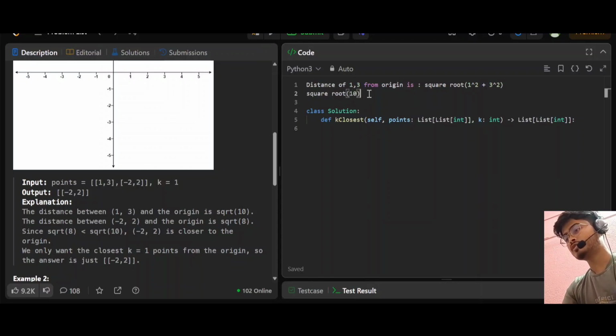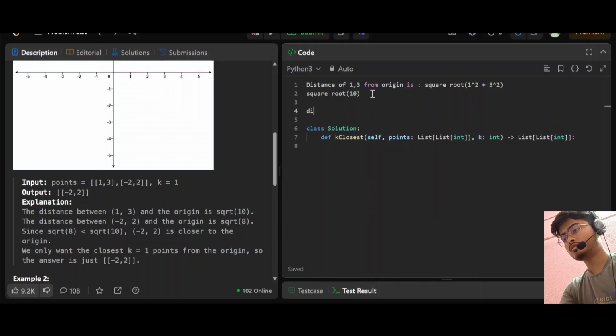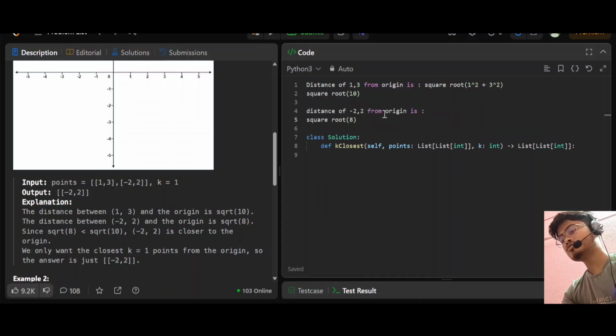So this distance will be square root of 10, and the distance of minus 2, 2 from the origin will be square root of 8. So we can see that the square root of 8 value is smaller than the square root of 10 value. So the nearest point to the origin will be minus 2, 2. Therefore the answer will be minus 2, 2.